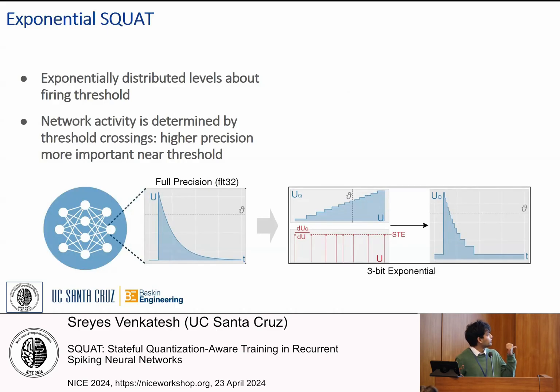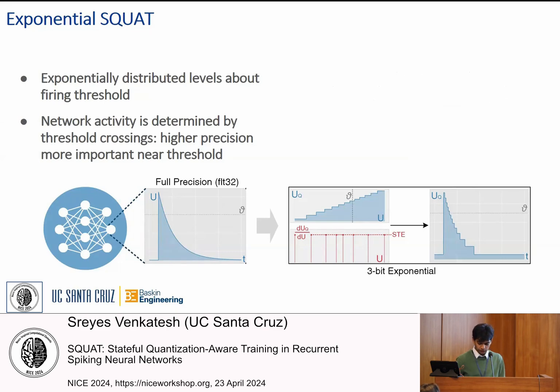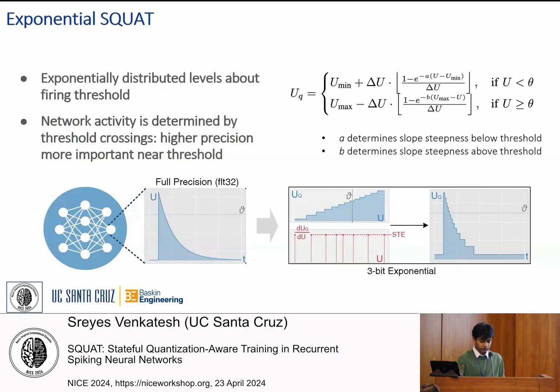This is reflected once again in the diagram. We have the full precision membrane potential to the left. And then, as you can see, the DUQ over DU is getting smaller as it approaches the threshold. That is also reflected in the size of the steps, as the height of the steps also gets smaller as they approach the threshold.